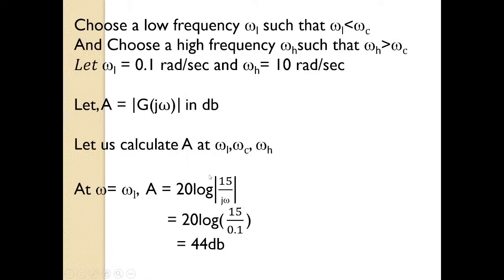So what about the A value for omega equal to omega L? When omega equal to omega L, A is what? 20 log of the integral factor. Write down the integral factor 15 by j omega. So what is omega? Omega is omega L, that is 0.1. So 15 by 0.1, substitute it here. 20 log 15 by 0.1, you will get 44 decibels.